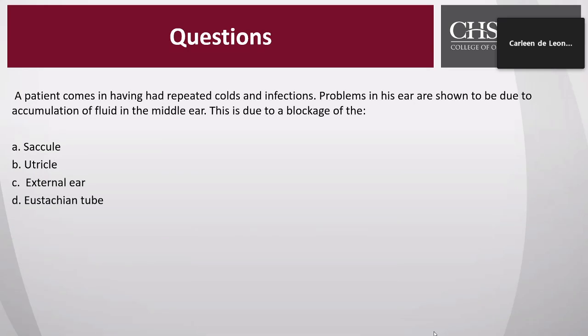Okay, a patient comes in having repeated colds and infections. Problems in his ear are shown to be due to accumulation of fluid in the middle ear. This is due to a blockage of the, anybody? Just yell it out. Anyone? Eustachian tube, thank you. Thank you, Eustachian tube.